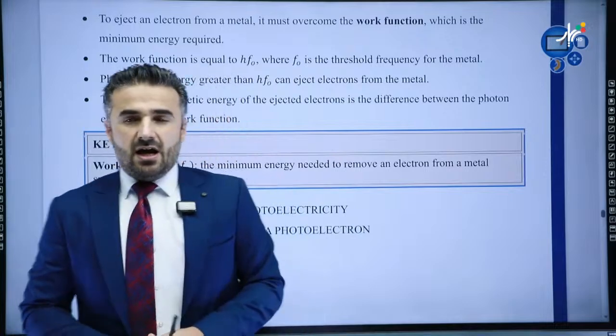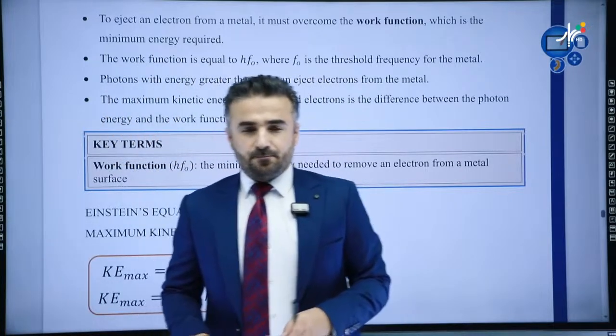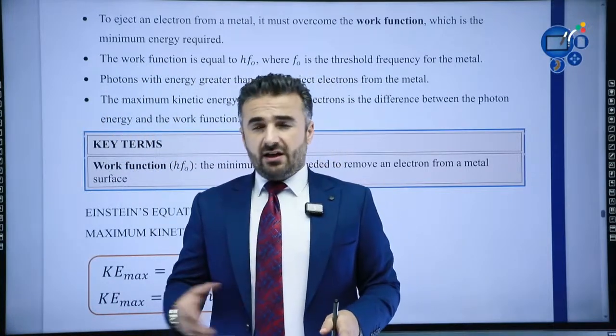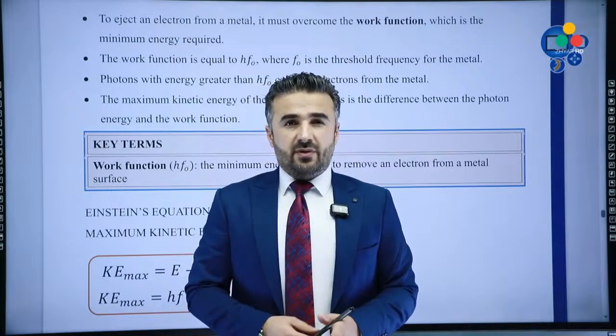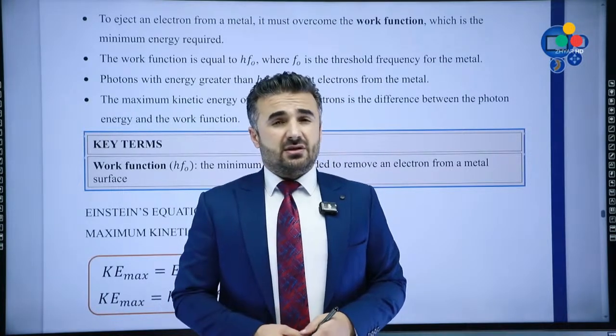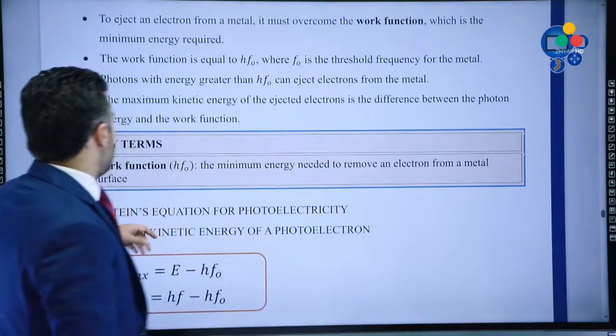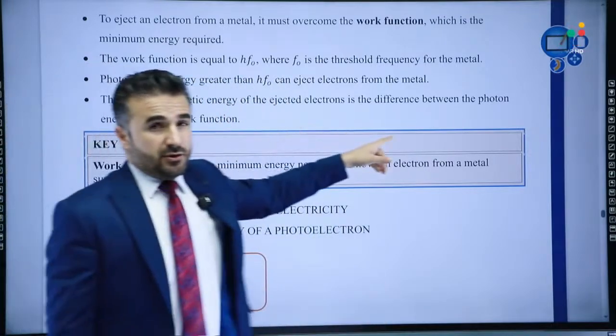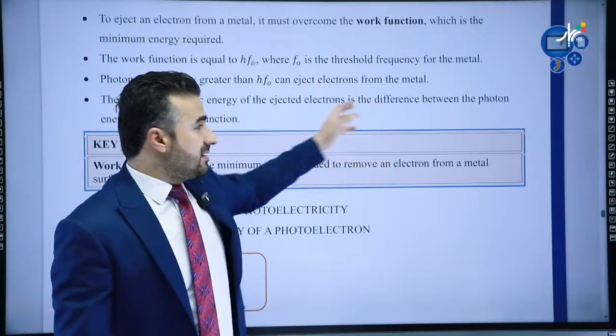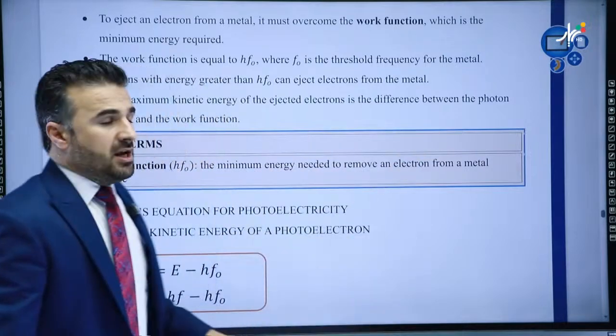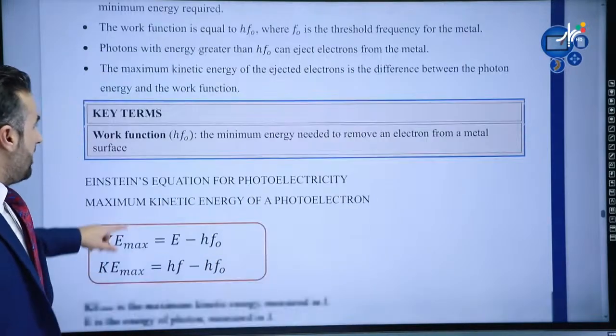So once again, didn't we say that the maximum kinetic energy of the emitted electrons depends on the frequency? That is exactly what we mean by this. So we can say that the maximum kinetic energy of the ejected electrons is the difference between the photon energy and the work function for that metal.